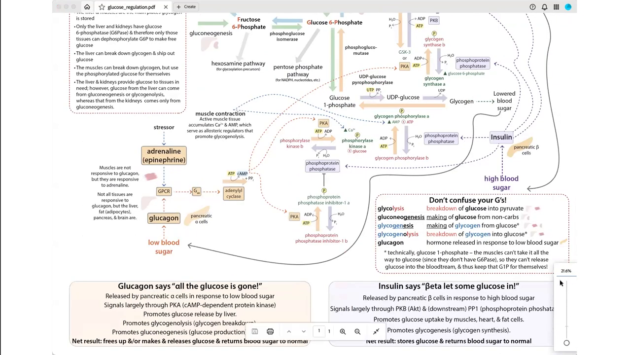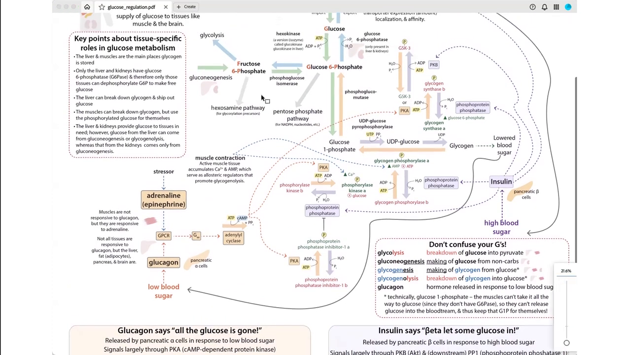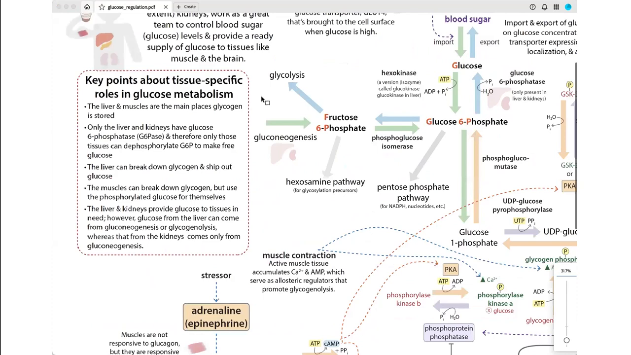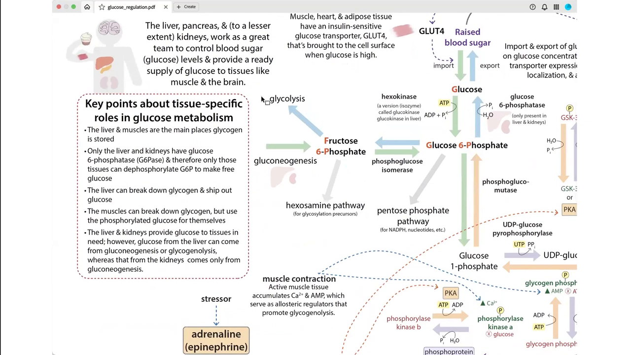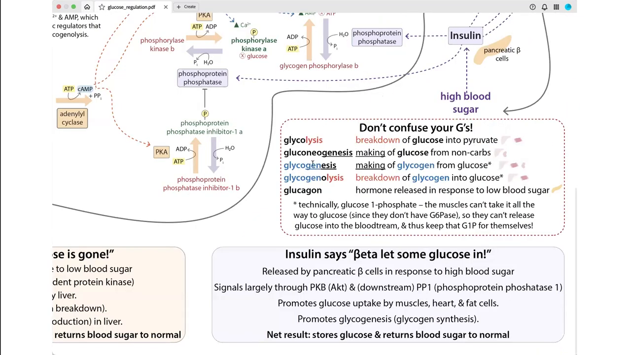And so glucagon says, hey, the glucose is gone. Let's send out some glucose, and the insulin says, well, the glucose is high. Let's let some glucose in. We'll talk a little bit more about that in a second, but those messages are coming from your pancreas and getting received by various tissues. Now, when the liver gets that signal, it's going to start either breaking down glycogen, so glycogenolysis, or it's going to start building glycogen, so glycogenesis.